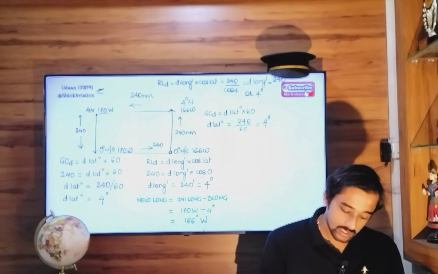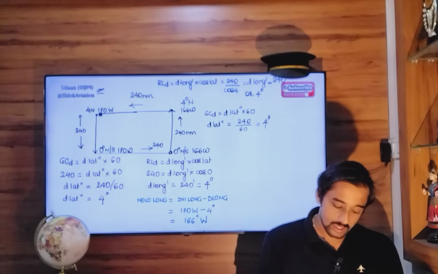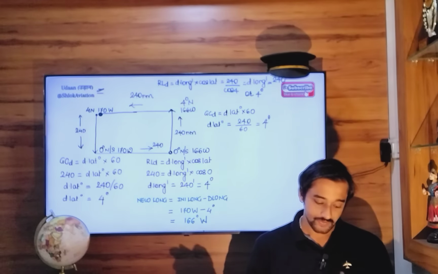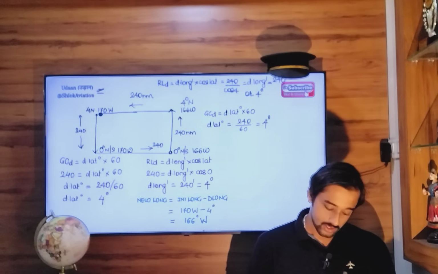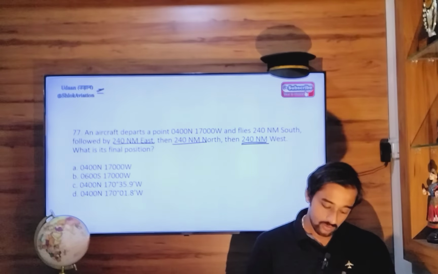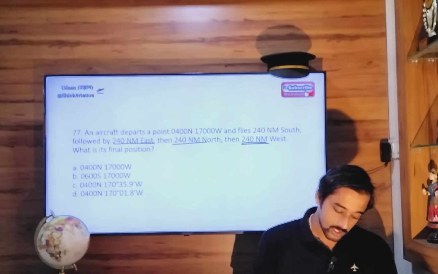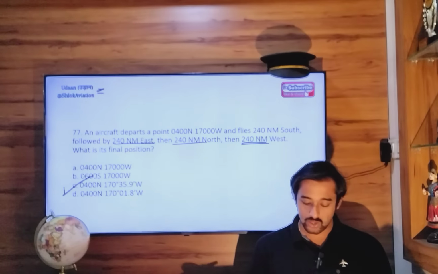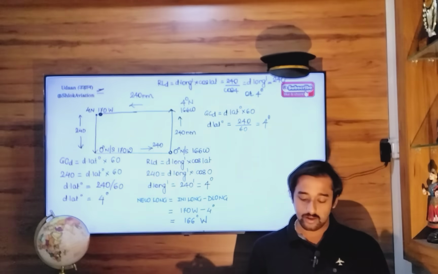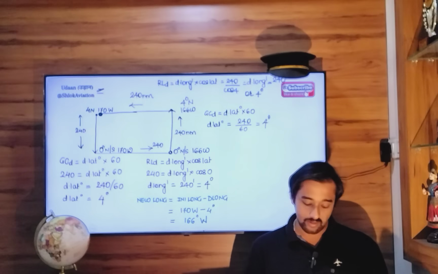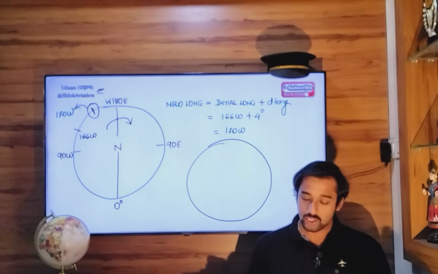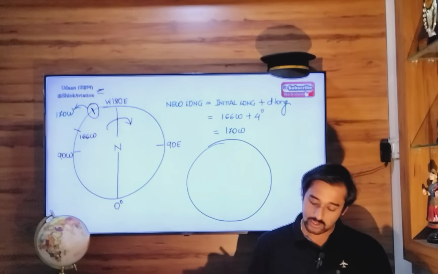Okay, so 170 west means at the same location. We have ended up at the same location, right? So the correct answer will be 4 degrees north, 170 west. So the correct option will be option C, 170 degrees 35.36 minutes west. Now why is that? It cannot be 170 west exactly because on the earth longitudes are converging, right? Let's say these are the two longitudes.